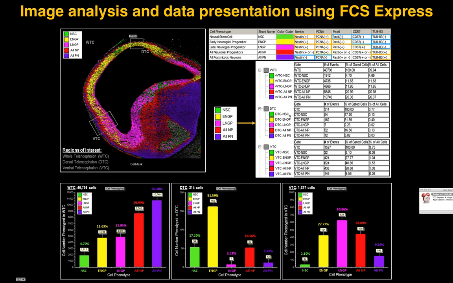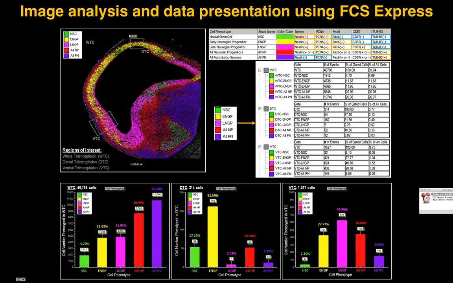And using these numbers, you can then plot them as bar graphs and get percent of total and the total number, and very nice publishable plots that you can extract from FCS Express. And as Sean has shown you, you can take one of these regions and move them around the telencephalon, and they will update automatically, which is also very nice.